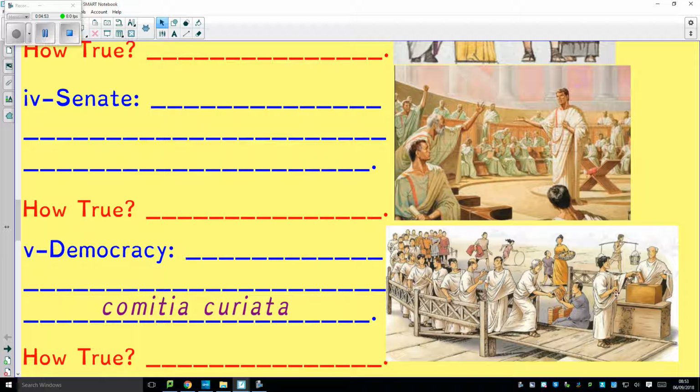So these guys here in togas, they got one vote between them, and these hundreds of plebeians, they also got one vote. So it wasn't a fair system, because if you were rich, you got more votes. But it was a type of democracy. How true? Almost certainly not true. But again, it's just the Romans trying to explain how the system that they had came about.